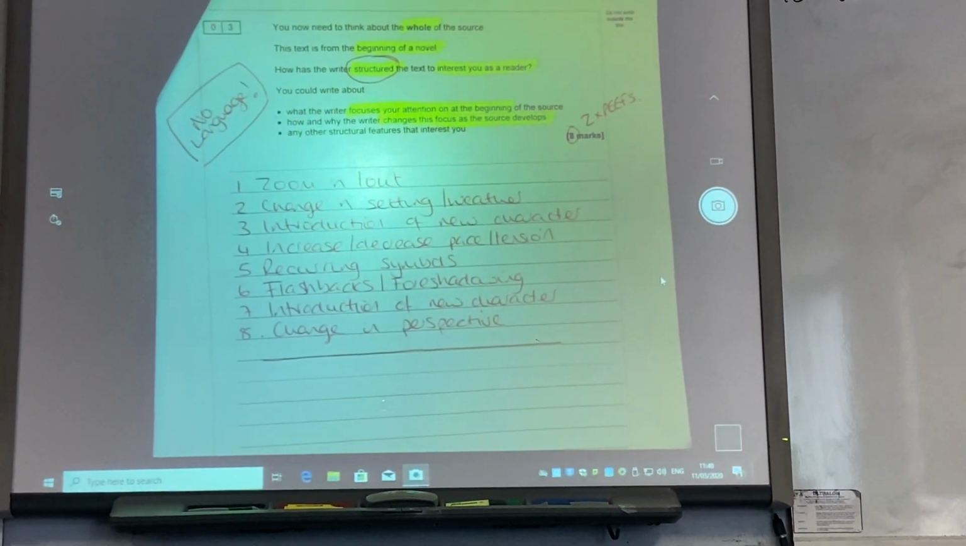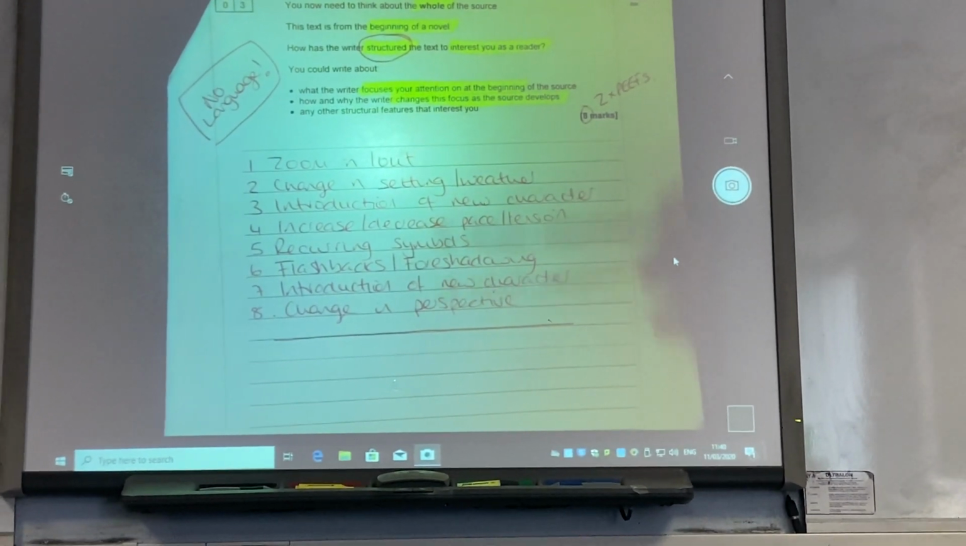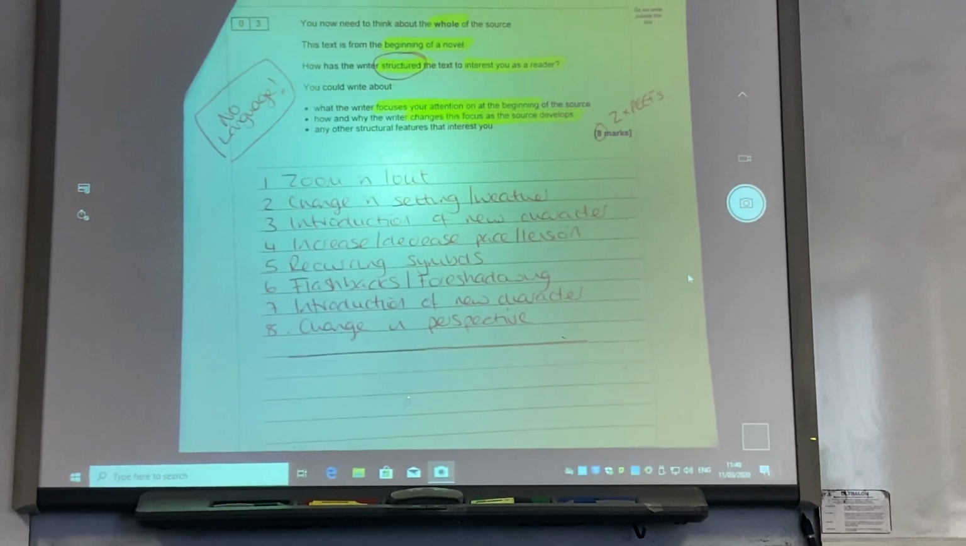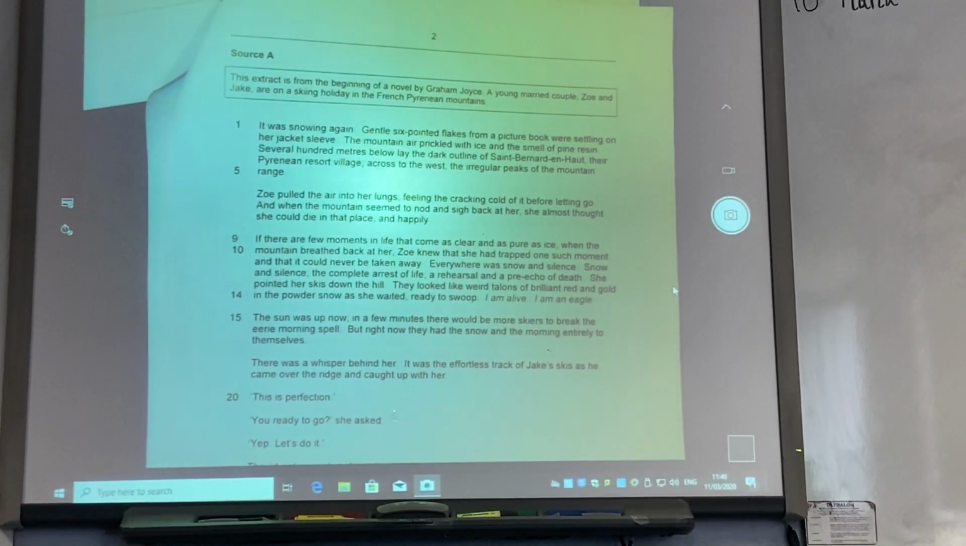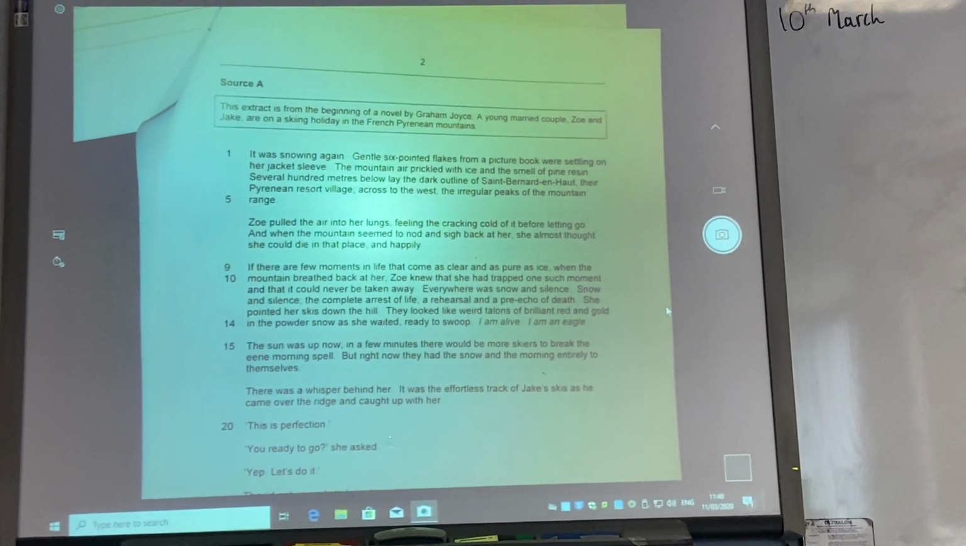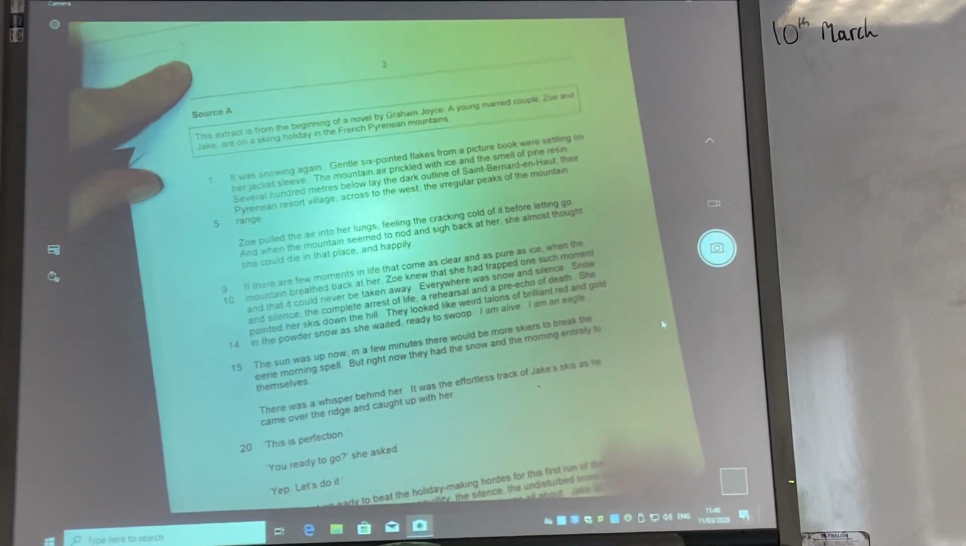So now we're going to look at our source, and we're going to look for any of these things in our source. So turn to your source, source A. Only got one source for this paper, so it should be quite straightforward. And we're going to look for those things. So we'll read it together. Make sure you highlight as we're going along.